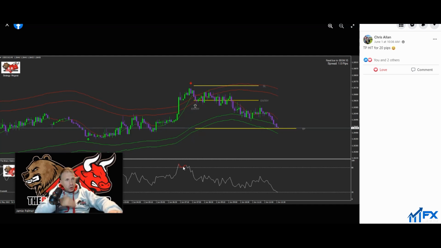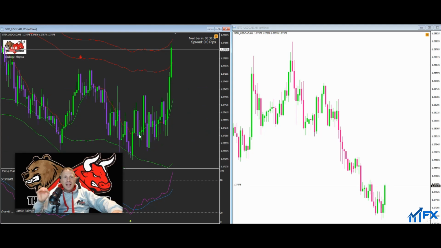RSI had gone overbought, turned red. His entry point was below the TCA line, as that TCA line turned red. His stop loss was above the resistance, which was perfect, and he had close to maybe 1 to 3 risk reward on that. Can't go wrong with that, honestly. Now, this was that actual setup here.